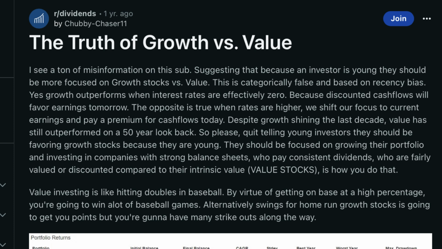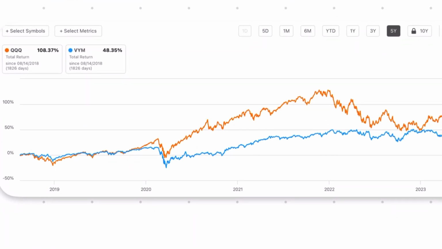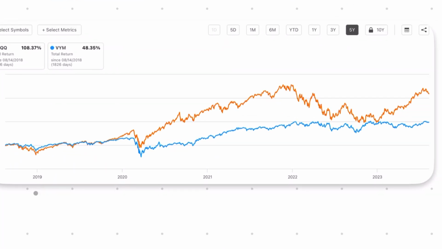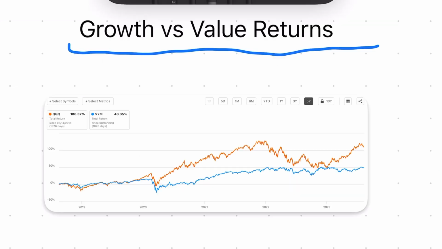I see this question being asked and answered on a daily basis on Reddit, and it goes something like this. People post a chart like the following: a value versus growth investment side by side, and they often come to the conclusion that growth is above that of value, and thus long term growth is always mathematically the better investment. But the data is way more nuanced than that.